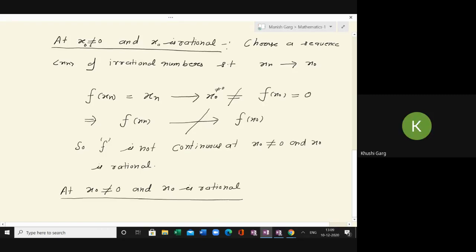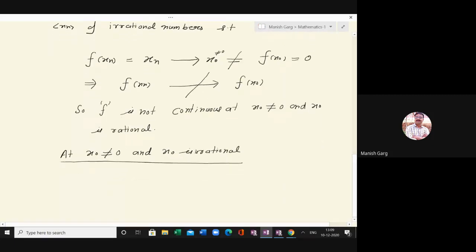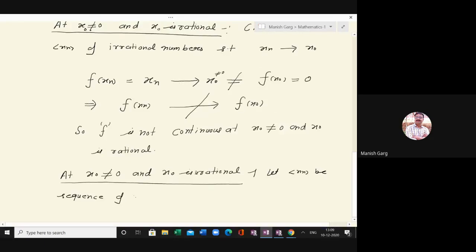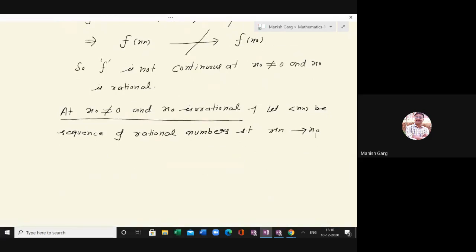Sir, it will be irrational, no? You took rational. Yes, you are right. This is irrational. So now again, let x_n be a sequence. Here I choose irrational, so choose a sequence x_n of rational numbers such that x_n converges to x naught. If f is continuous, then whenever a sequence x_n converges to x naught, f(x_n) must converge to f(x naught). So let us see f(x_n).